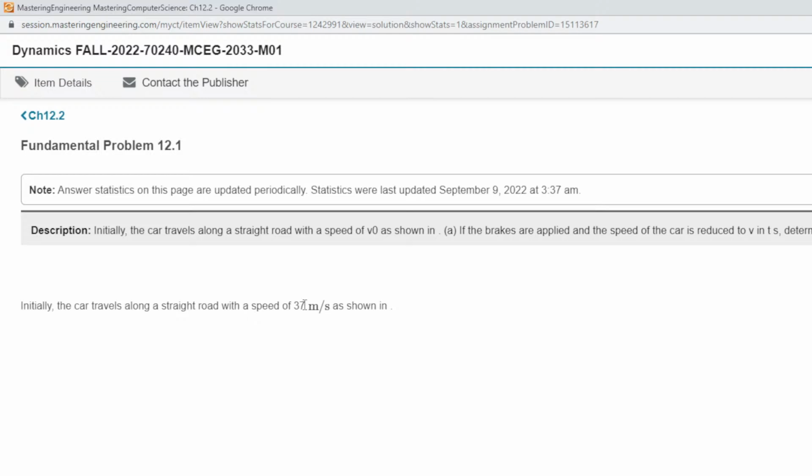so his description, initially the car travels on a straight line with the speed of V0, but he replaces the V0 with that. And then he does say part A, but up here he says A. If the brakes are applied, the speed of the car is reduced to. So he repeats himself. There may be a reason for that.